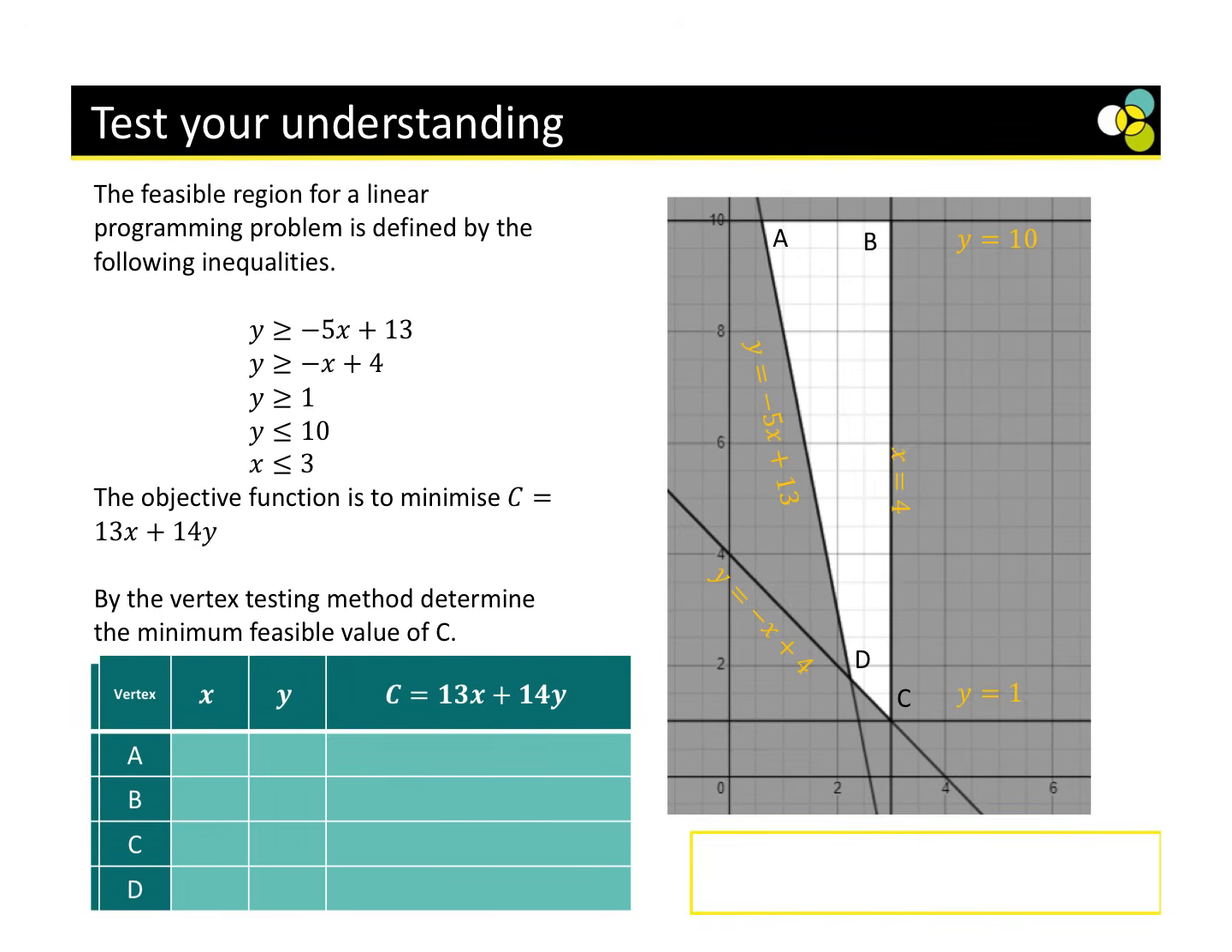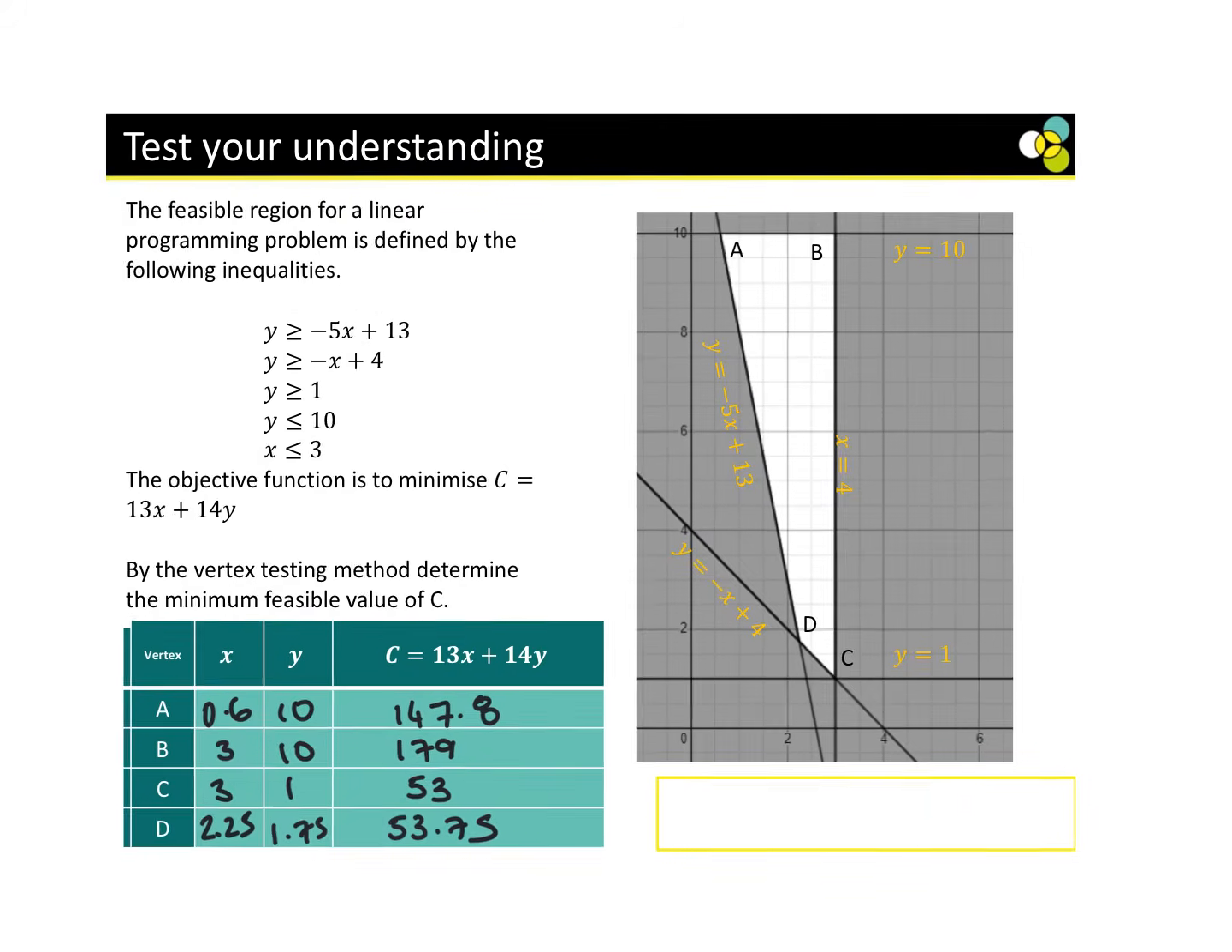Okay, very quickly, test your understanding, to make sure that you're happy. Here is a graph that Mr. Blackett has already drawn for you, so it's really simple for you to find the coordinates. If you're not sure of a coordinate, what do you do? Simultaneous equations. Okay, off you go really quickly.